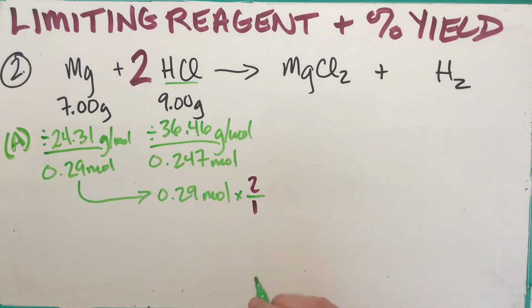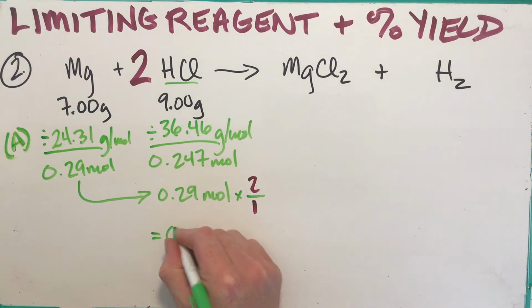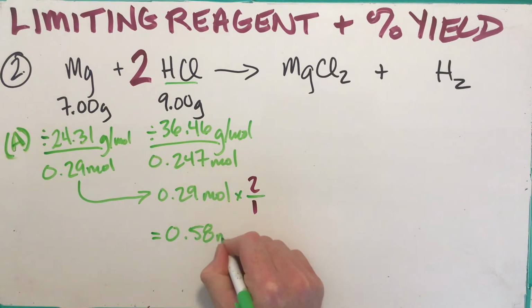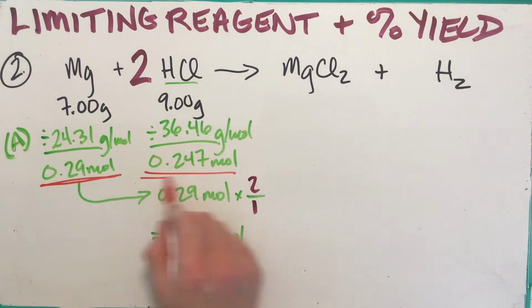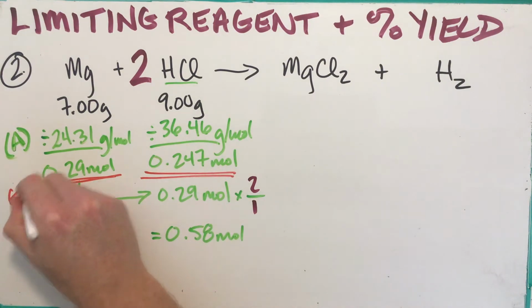and that will mean that that is 0.58 moles that I'll require. So again, here's how we interpret this. I turn both of what I was given into moles. This is what I got, all right?